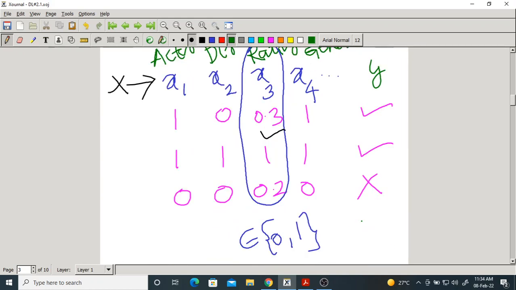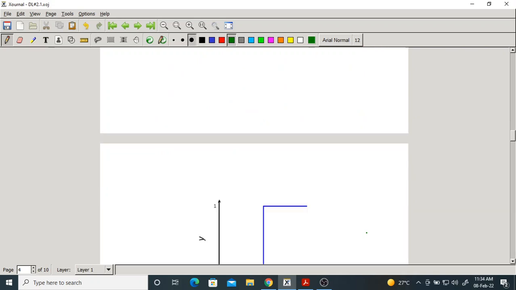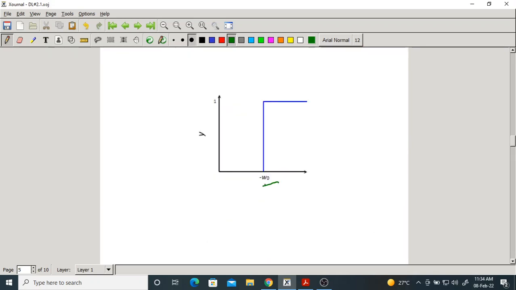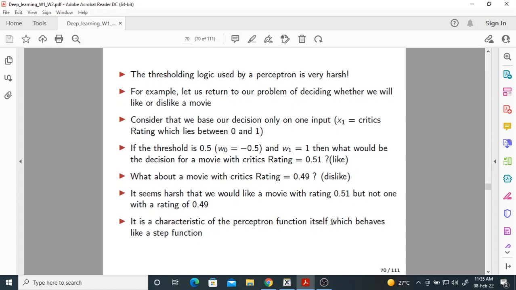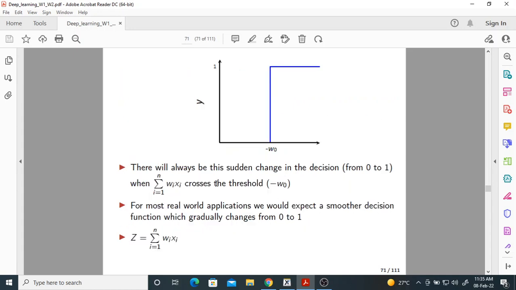Not only for a movie example, you take any example. The perceptron behaves like a step function. It takes a drastic decision around its threshold. How? Like this. If this is input x, around this minus w naught, which is the bias, just before the bias, the output is 0. Just above the bias, the output is 1. It is like a step function. You got my point? There is a sudden change in the decision from 0 to 1 when the weighted sum crosses the threshold.